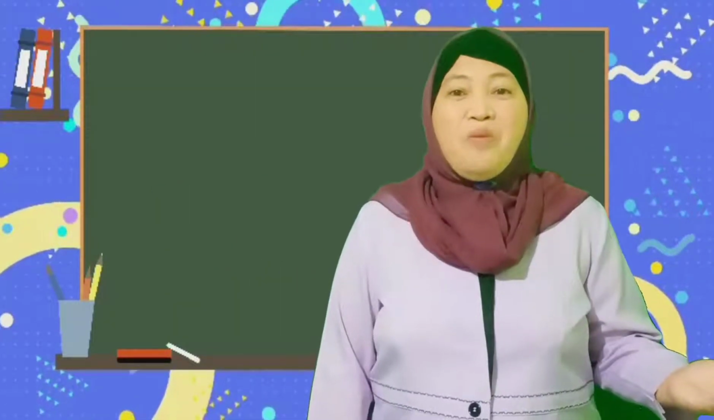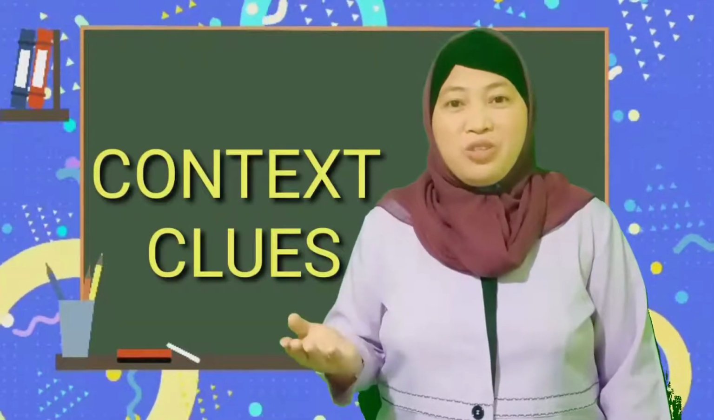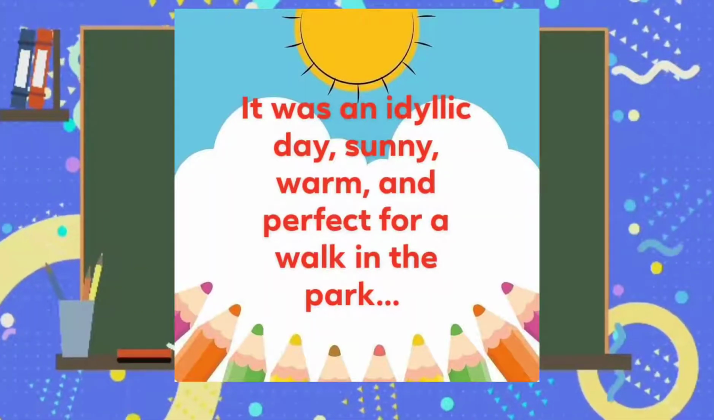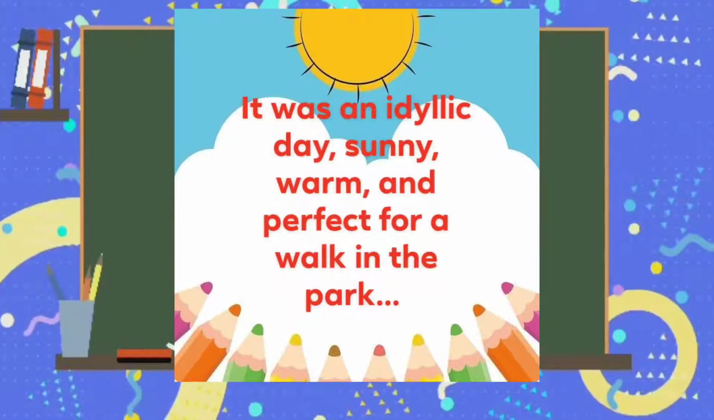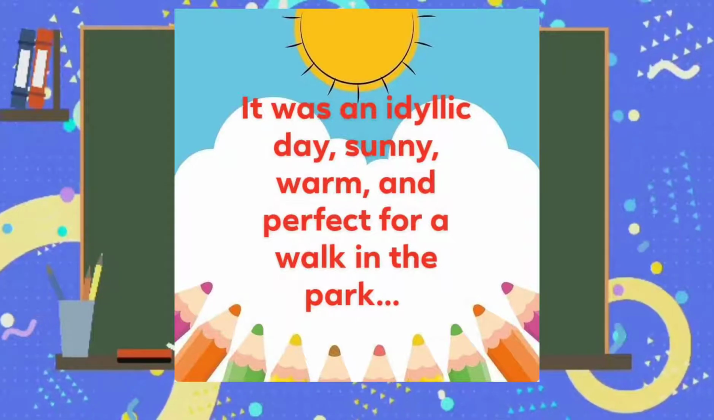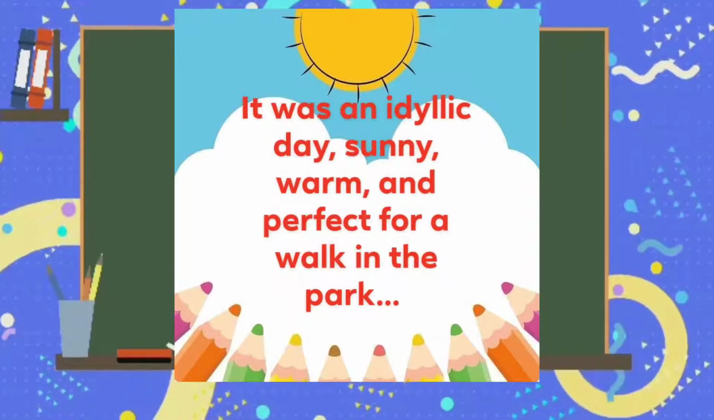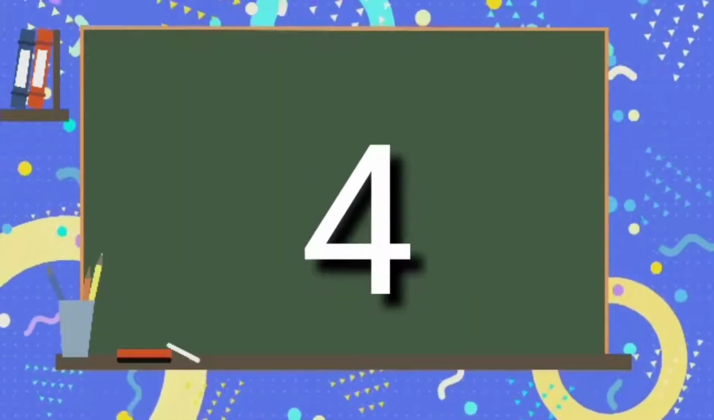Last time, we've learned about context clues. And let's try to recall about it. It was an idyllic day, sunny, warm, and perfect for a walk in the park. Now, what type of context clue are we going to use to unlock its meaning? I'll give you 5 seconds to think. Correct! The answer is synonyms, type of context clue.